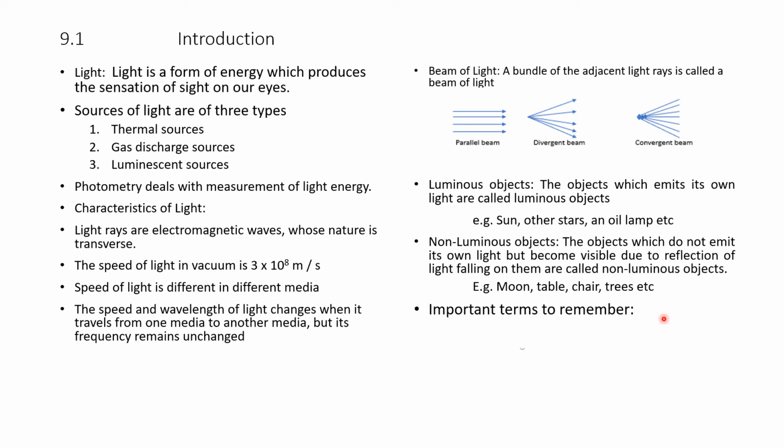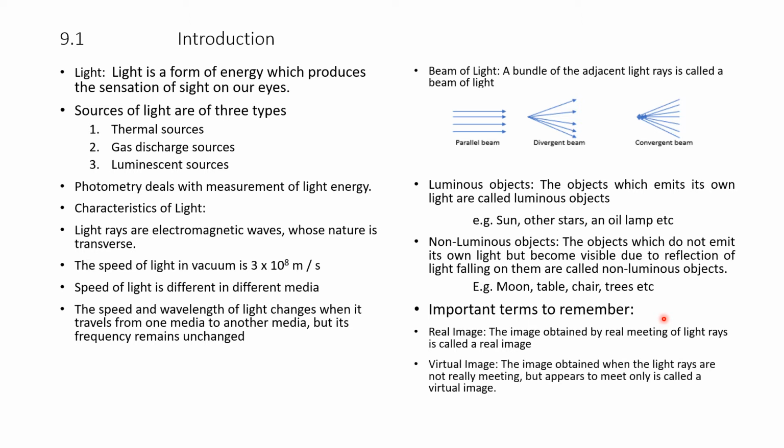Important terms to remember. Real image. The image obtained by real meeting of light rays is called a real image. Virtual image means the image which is obtained when the light rays are not really meeting but appear to meet only. That means when a virtual image is formed, the rays do not meet, but they appear to be meeting at one point. That is called a virtual image.